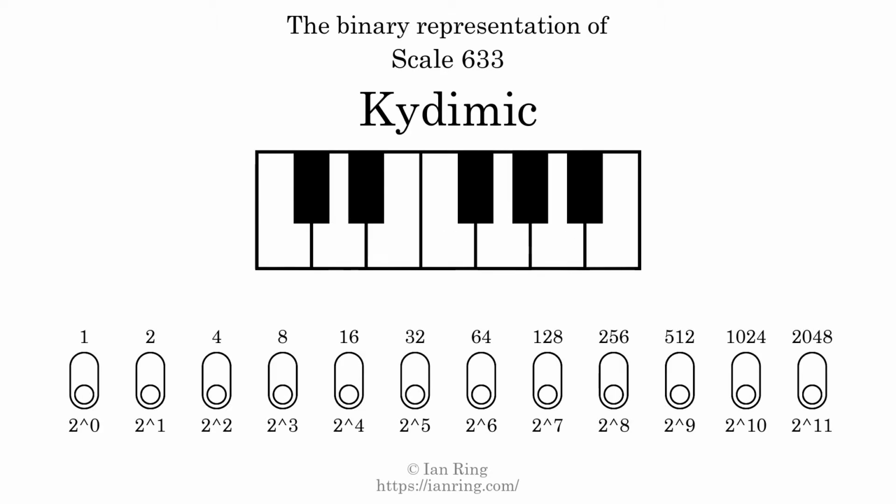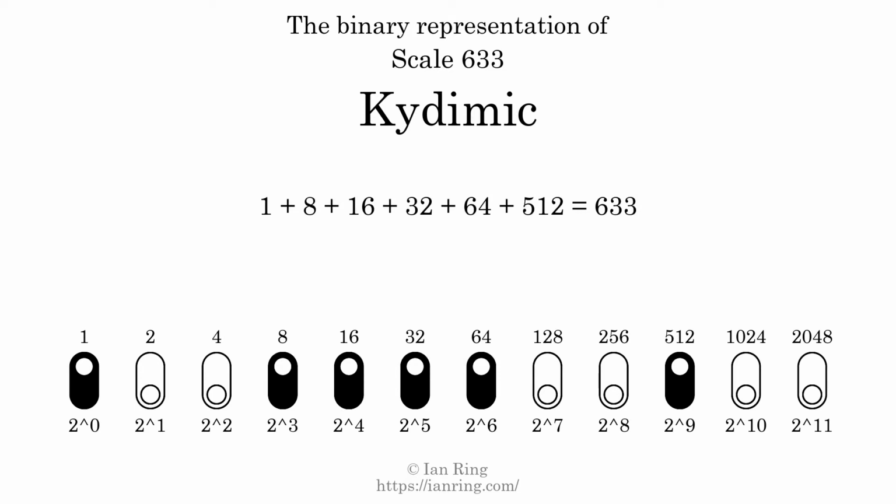The binary representation of this scale is determined by mapping tones of the scale to binary digits. Each binary digit represents a power of 2. To get the scale number, we add the powers of 2 together. The powers of 2 that are present in the scale, all added together, equals 633. That is why the scale number, in decimal, is 633.